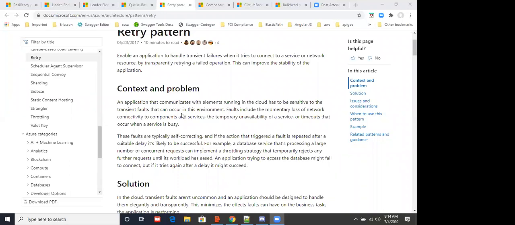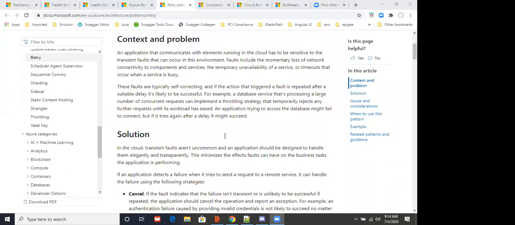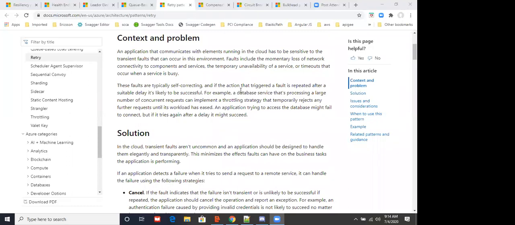Okay, so we know that faults could include a momentary loss of network connectivity, or the service being temporarily unavailable, or there could be some timeouts, like the service is busy. So we know that if we retry, it's likely to be successful. That's where we use this pattern. And I think they are talking about the database service. If you have a large number of concurrent requests and it has throttling, in those cases you want to retry only after a certain timeout, because it knows that the service is already busy. So we will look at that.